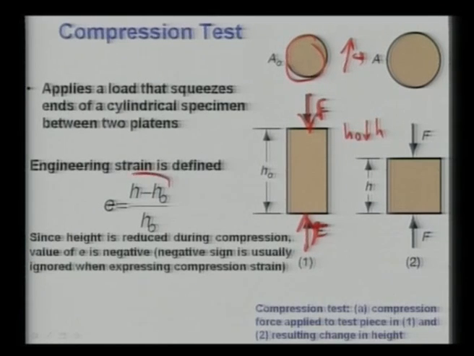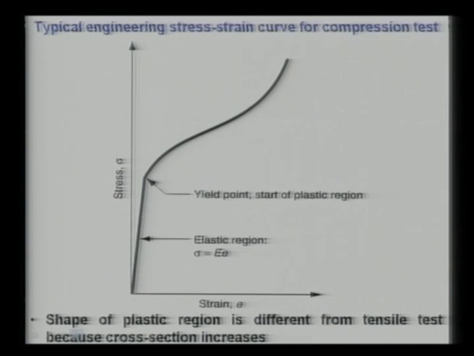And here engineering strain is defined as follows, that is the height decrement divided by the original height. So that is h minus h naught, where h is the final height and h naught is the original height, divided by h naught. That is how engineering strain is defined. Now, how does this engineering stress-strain curve look during the compression test?